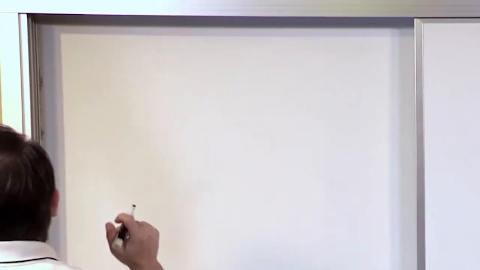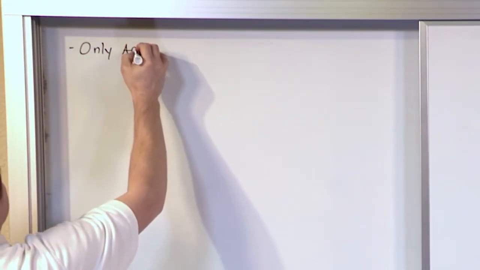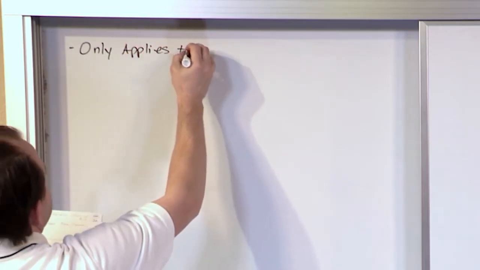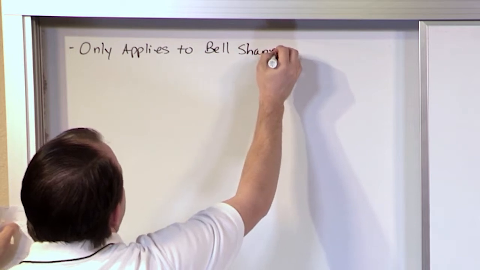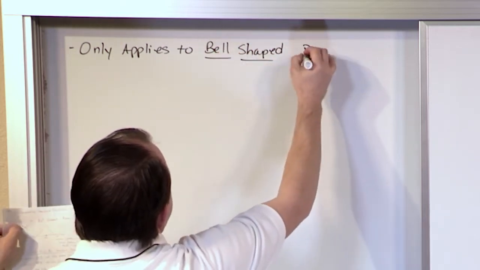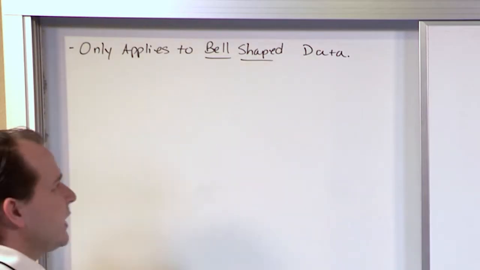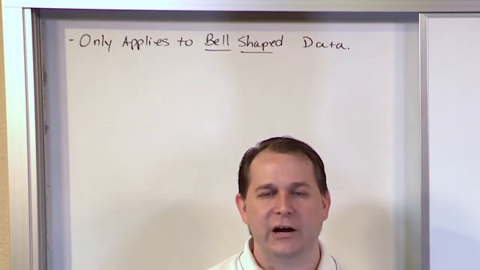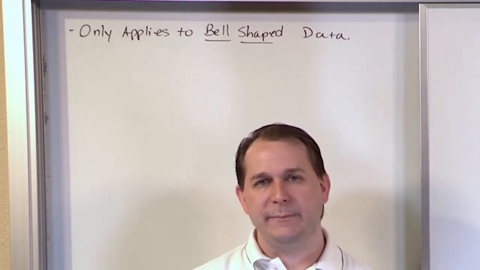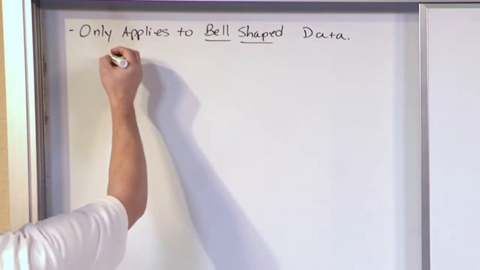The first thing is I want to make sure you understand that everything I'm going to tell you in this section only applies to bell-shaped data, which is extremely common. Extremely common, and that's kind of an interesting thing by itself. If you go collect data on average, almost always it's going to be bell-shaped. And what I mean by that, let me give you an example of what bell-shaped data is.